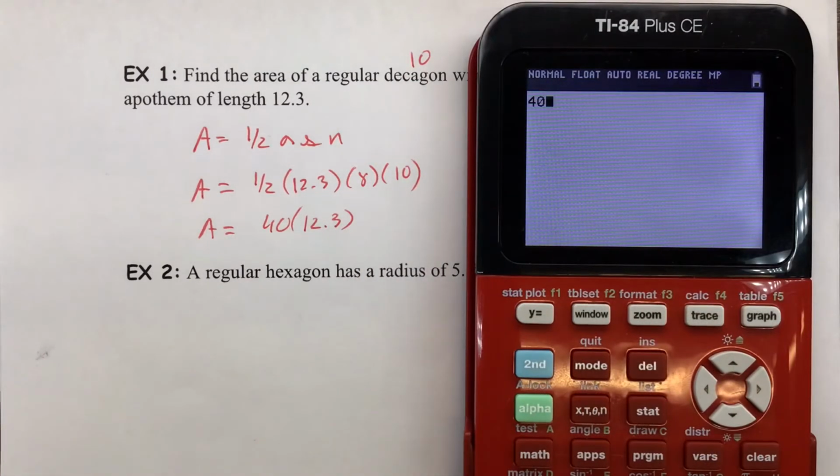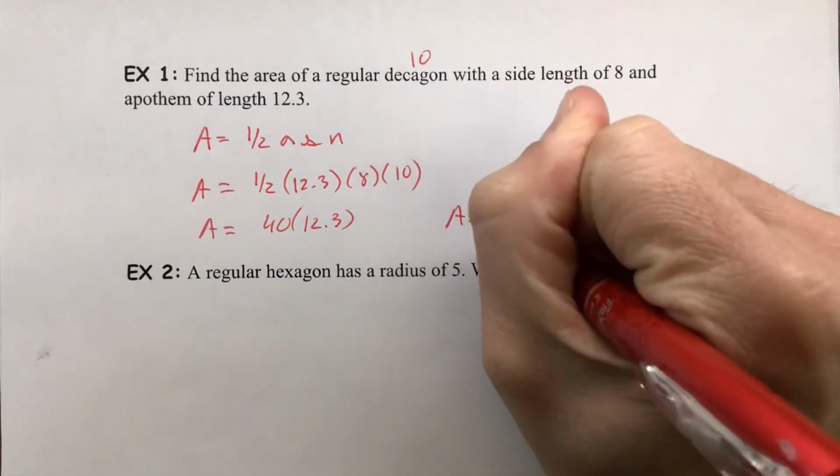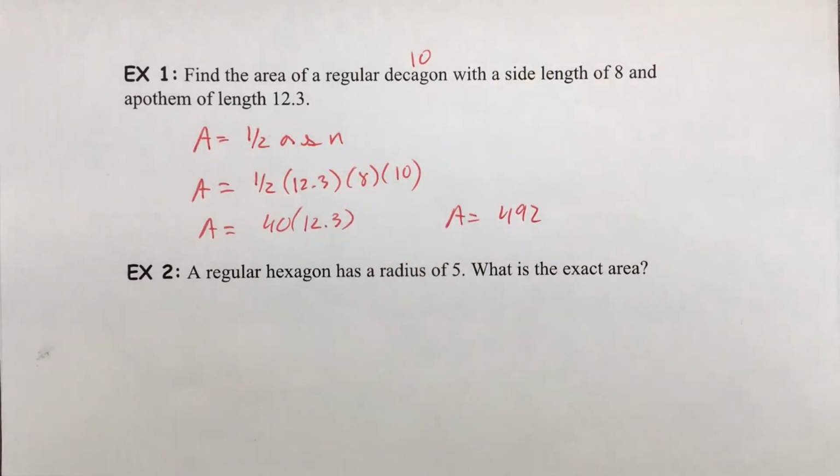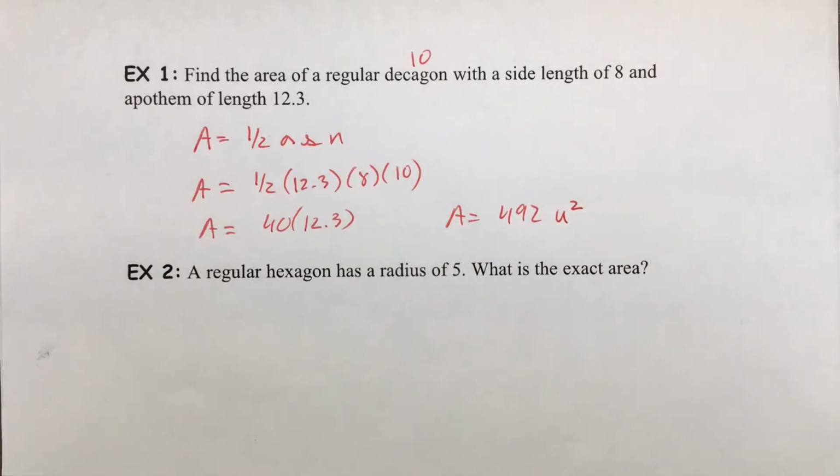All right, so 40 times 12.3 is going to give us 492. So the area is equal to 492. And units, it appears as though we have not been given any units, so what we can write is u squared, which will just vaguely stand for square units or units squared.